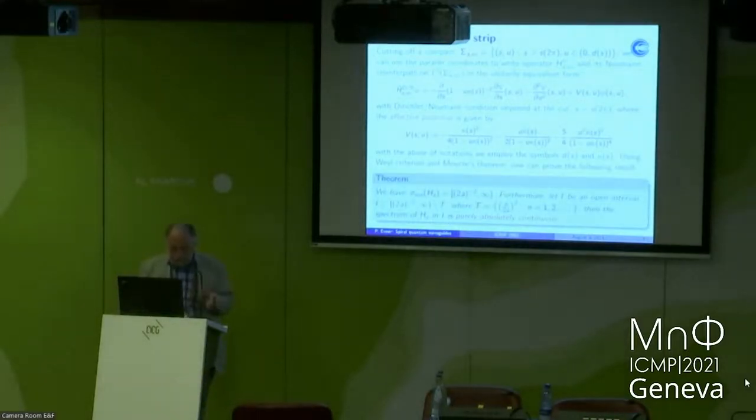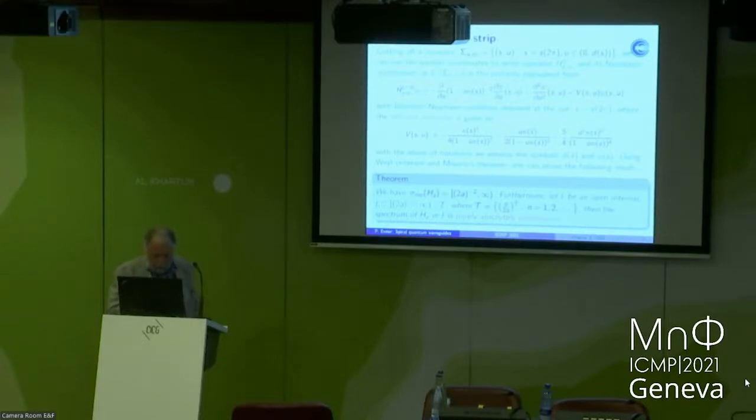Before that, you can use these coordinates to prove some properties of the spectrum, namely that not only the infimum is 1/2 a squared, but that the essential spectrum covers this whole interval. And using the Mourre theorem, you check that the spectrum away from the threshold, from the transverse Dirichlet eigenvalues, is purely absolutely continuous.